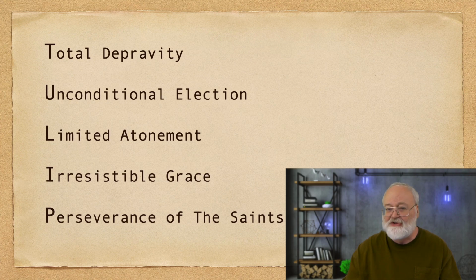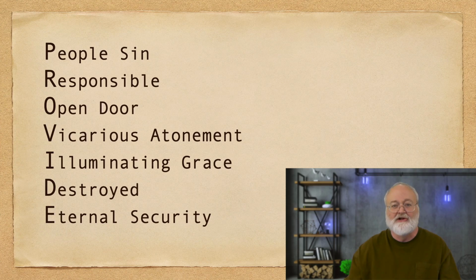If we compare that to the Provide acrostic, let's look for the recurring pattern. P-R-O-V-I-D-E. The first point is people sin. Okay, a two-word sentence, noun, verb. The second item is responsible. That's just a disembodied adjective. The third one is open door, which is an adjective and then a noun. So we have no pattern whatsoever.